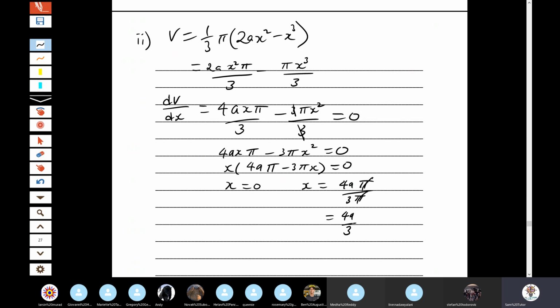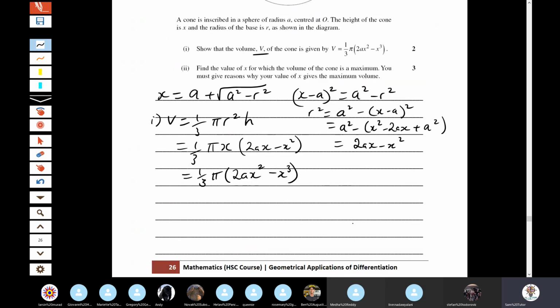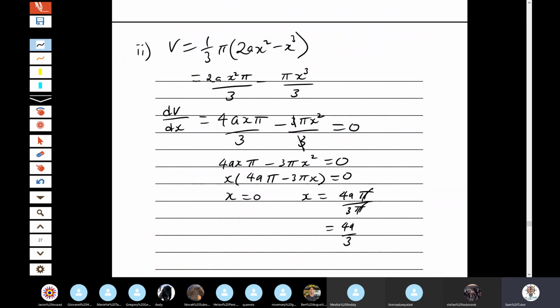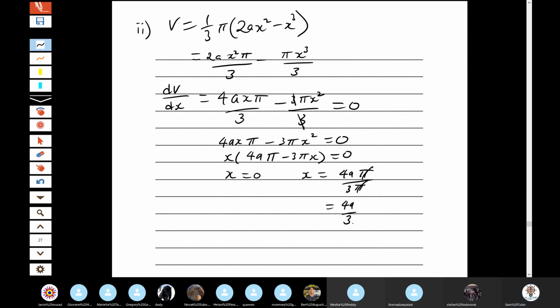Well, the question was saying, why choose that x? You must give reasons why your value of x gives the maximum. Well, firstly, you can't choose x equals 0 because that just means it doesn't exist in the first place. So it can only be 4a on 3. You could say x has to be greater than 0 for length. But when it's talking about the reasons, it's just talking about nature. As long as you find your nature, it is a maximum.